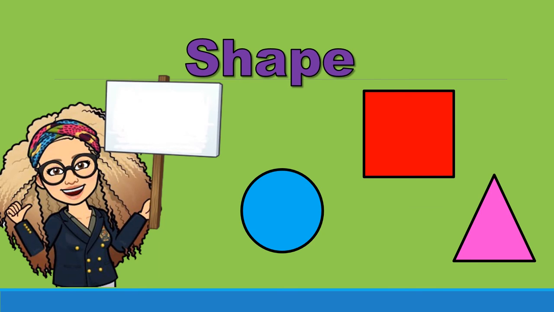Our last attribute is shape. We've learned 4 common shapes so far. But did you know that things come in all sorts of different shapes? Well, when you put groups together that have the same shape or that are alike in shape, you are sorting according to shape.